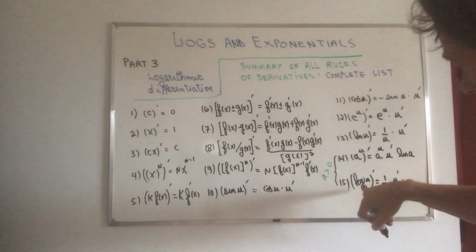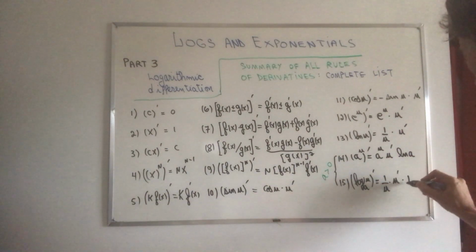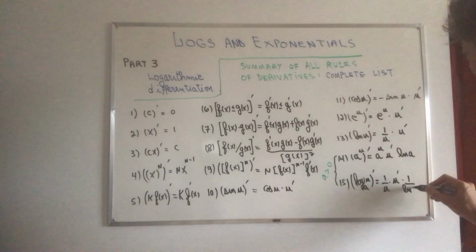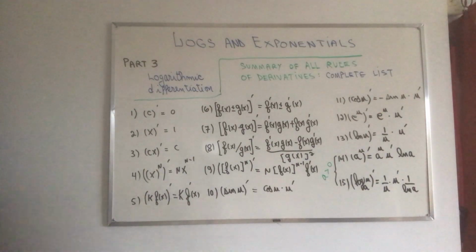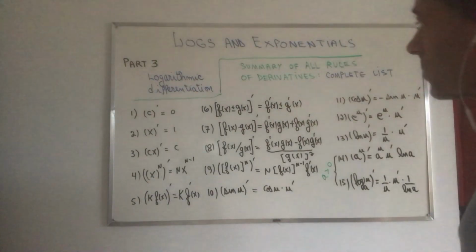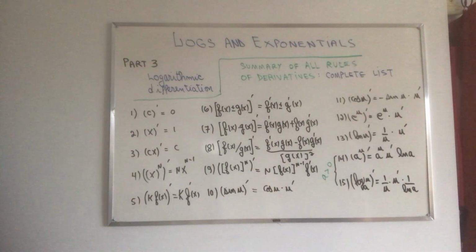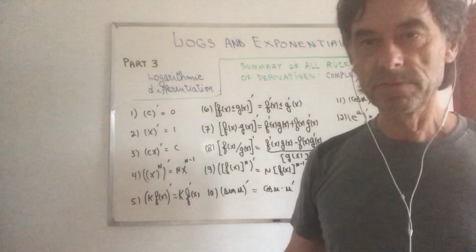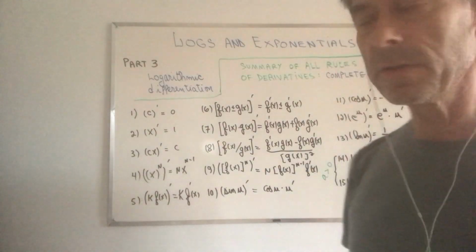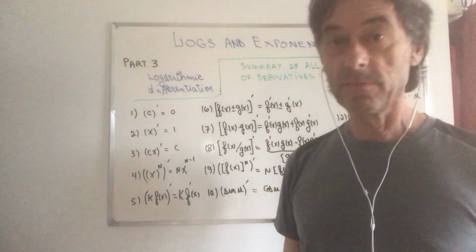And because it's log base a and not log base e, we have to go 1 over the ln of a. So, like I said, it's kind of nice to have all the rules in one spot, and we can refer to that whenever we need to find any derivatives. And that's a complete list. We will not add on to this between now and the end of the course.